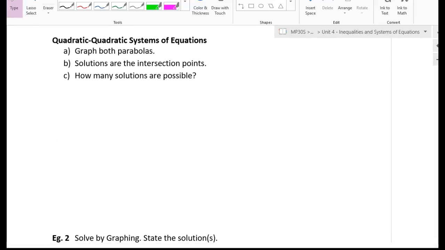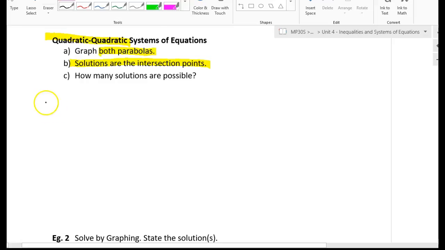Quadratic systems of equations are our other option that we're going to be running into here. And so they're both going to be parabolas. So we've got a few different possible solutions, but the key thing is we are still looking for intersecting points.